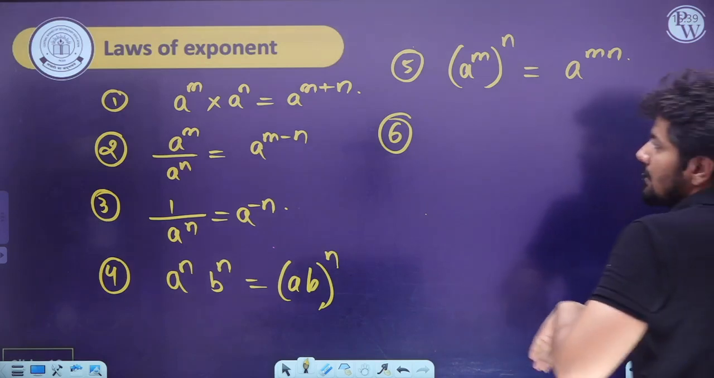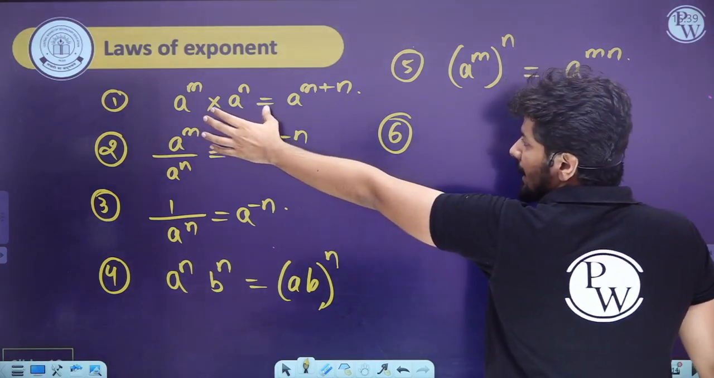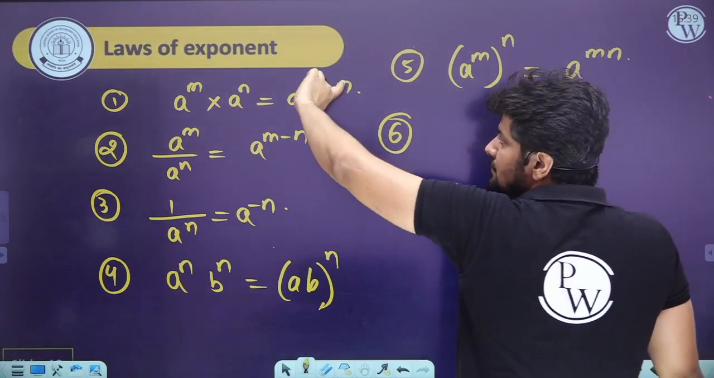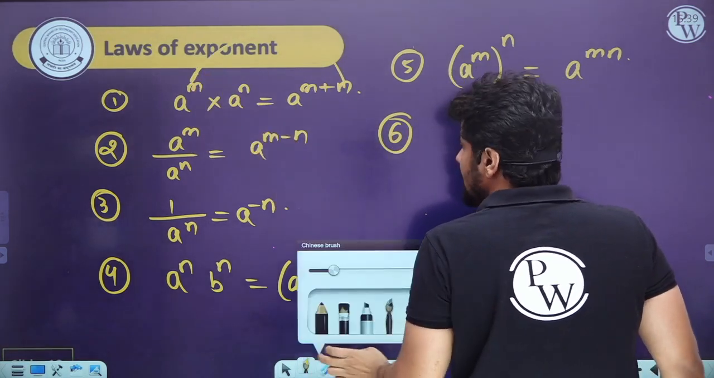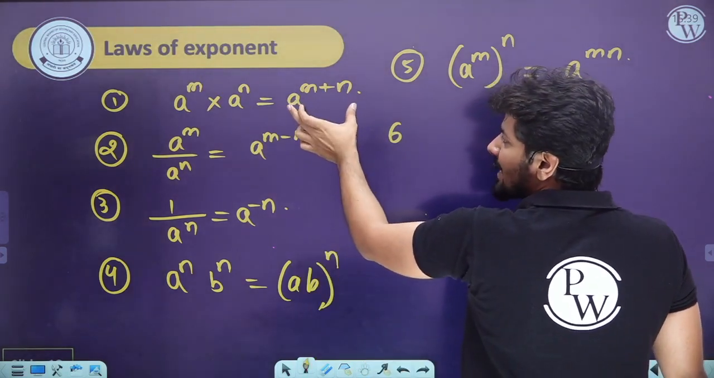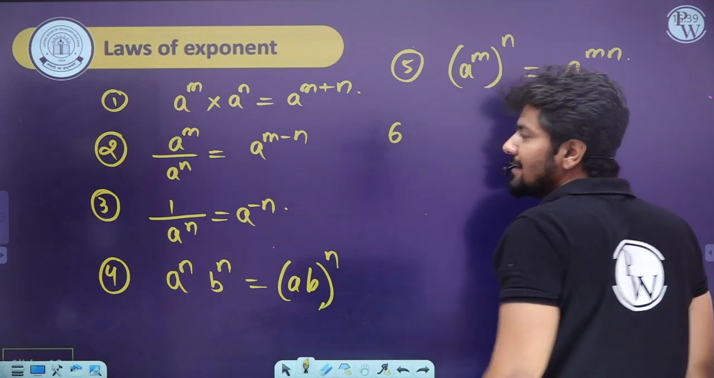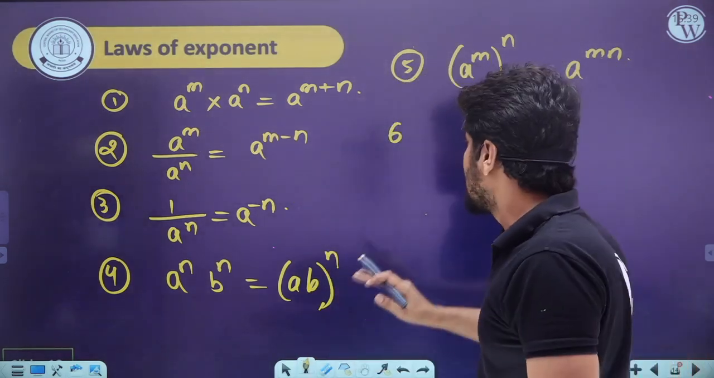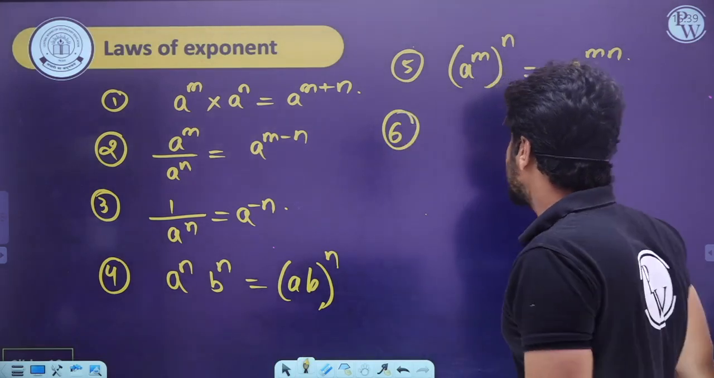See, in the first law, a raised to the power m into a raised to the power n, we can write it like this. Generally, we use from here to here. Like suppose if a raised to the power m plus n is written, we can write it as a raised to the power m into a raised to the power n. That is more important. I will tell you later on.